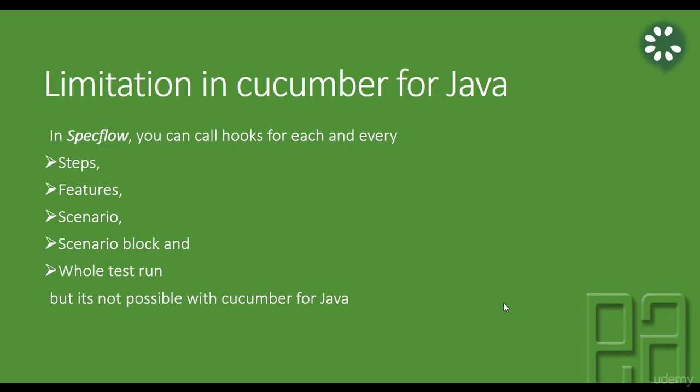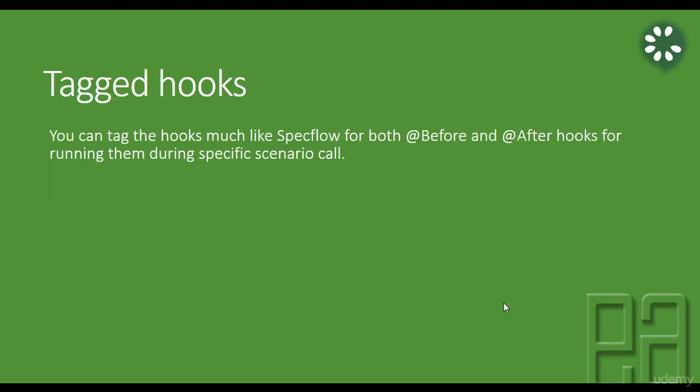That was kind of nagging when I started to work with Cucumber for Java, but I guess it's okay right now because it is doing the job we are expecting, as the hook is handy for now. But to overcome this problem, tagged hooks are used a lot. You can tag the hooks, much like in SpecFlow, for both @Before and @After hooks, for running them during a specific scenario call.